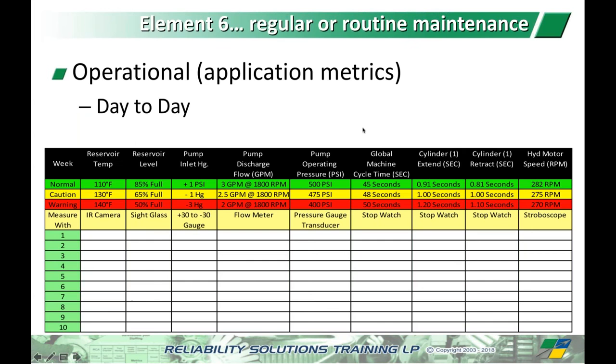When we get into regular and effective maintenance, again, I'll go back to our condition monitoring. We need metrics and measures.